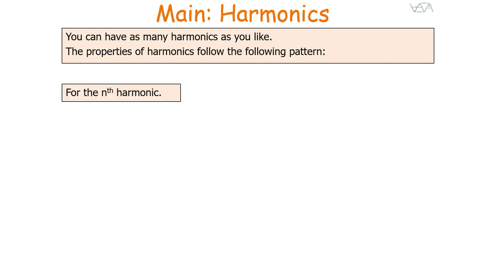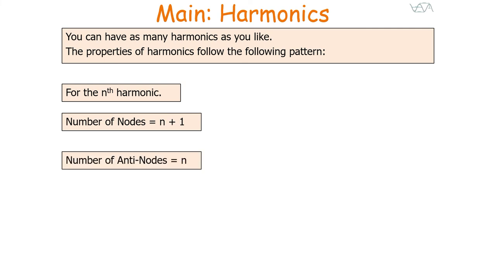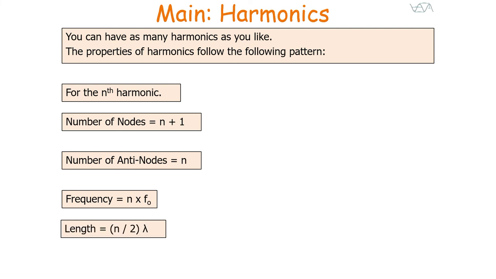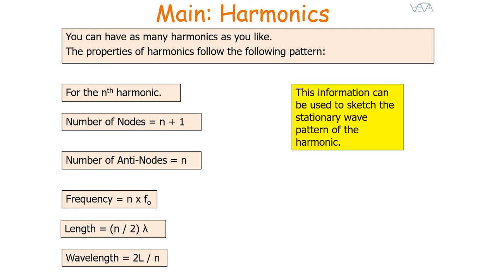For the nth harmonic, the number of nodes is n+1. The number of antinodes is equal to n. The frequency of the nth harmonic is n times the frequency of the first harmonic. The length is equal to n/2 times lambda, and the wavelength of the nth harmonic is 2L/n. So this information can be used to sketch the stationary wave pattern of the harmonic.